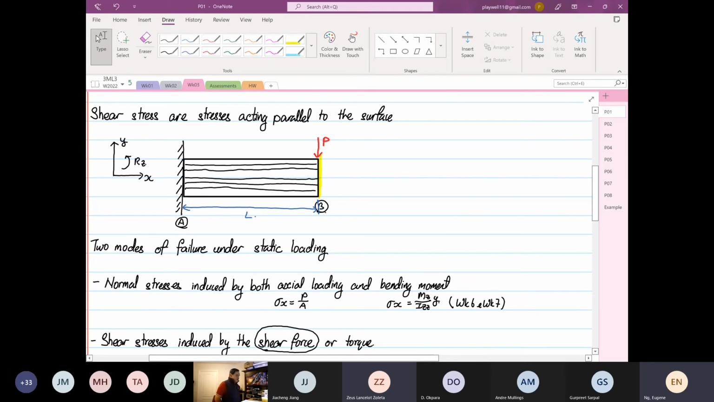Then I'll ask everyone, where will the structure fail? At point A or at point B? Point A. There you go. You answered that question already. Now it makes sense. So the bending moment is maximum where, because bending moment, I'll tell you what, bending moment is equal to force times perpendicular distance, and this is the perpendicular distance.